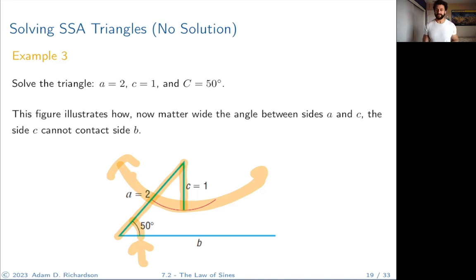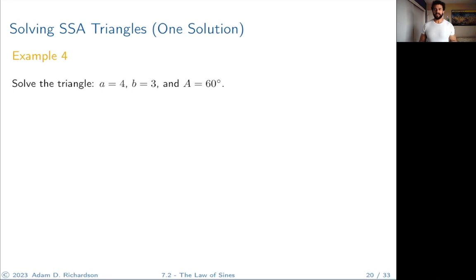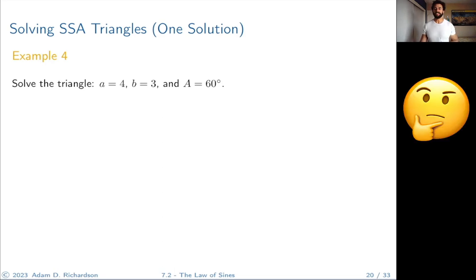Okay, now let's do another example. This one is going to have one solution. So this triangle has a side length a equals 4, a side length b equals 3, and an angle A equals 60 degrees. So think about this one on your own for a minute. What could you do first?